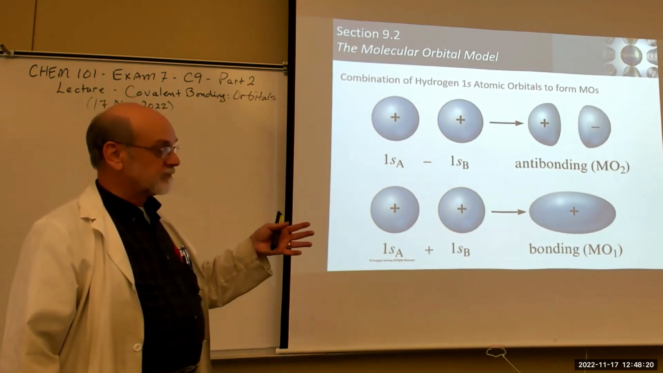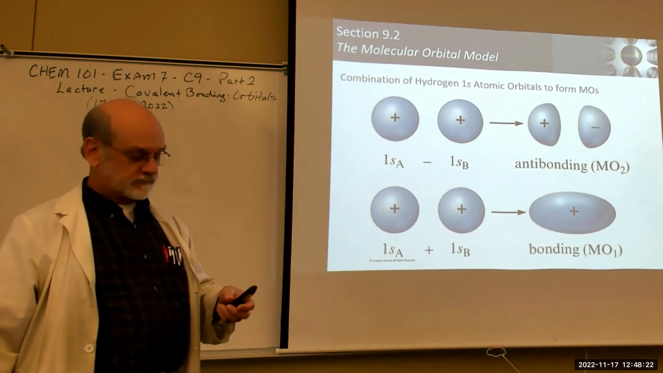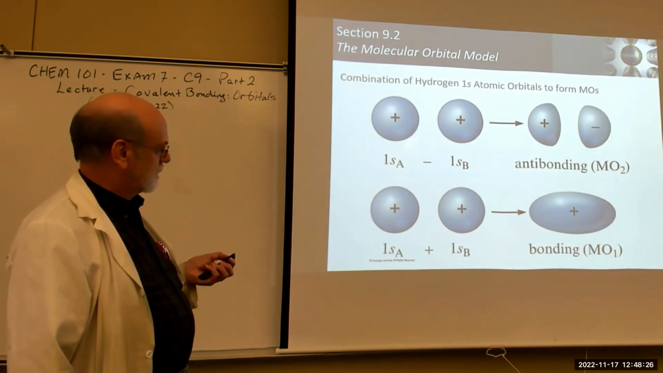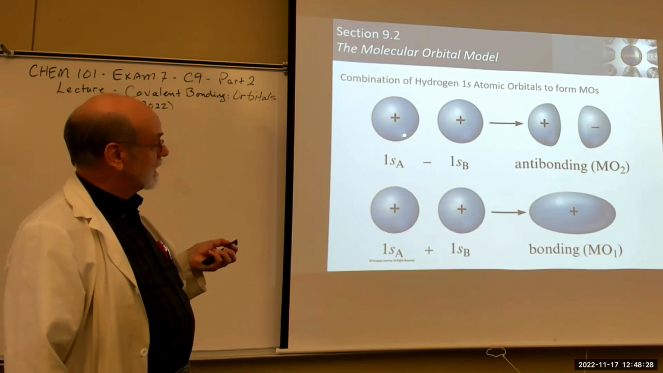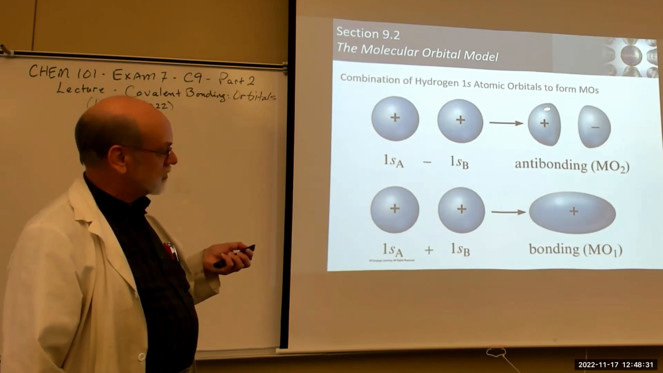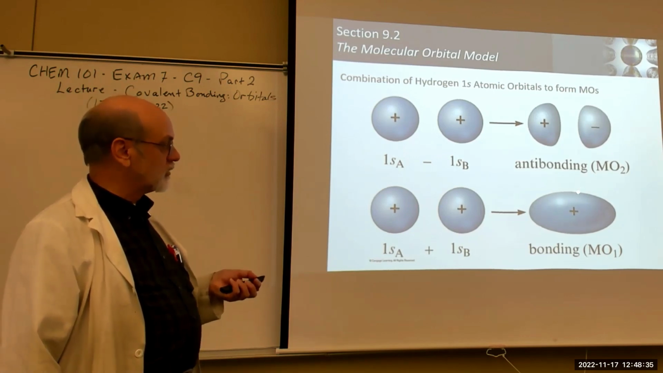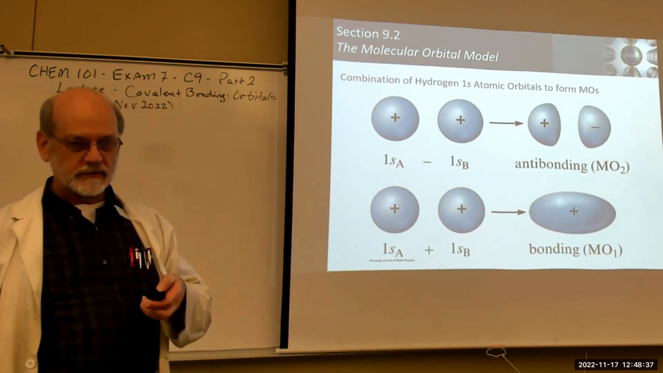And in this way, we conserve the orbitals. Right? We have two atomic orbitals coming from here. We don't have four, we have two. And if they interfere a certain way, you get anti-bonding. If they interfere another way, you get bonding. So we have two molecular orbitals formed from the two atomic orbitals.